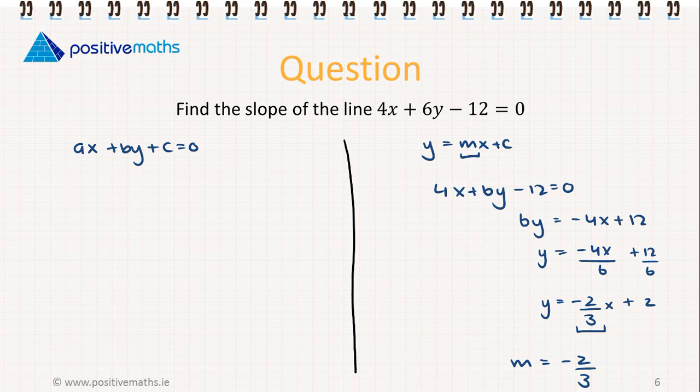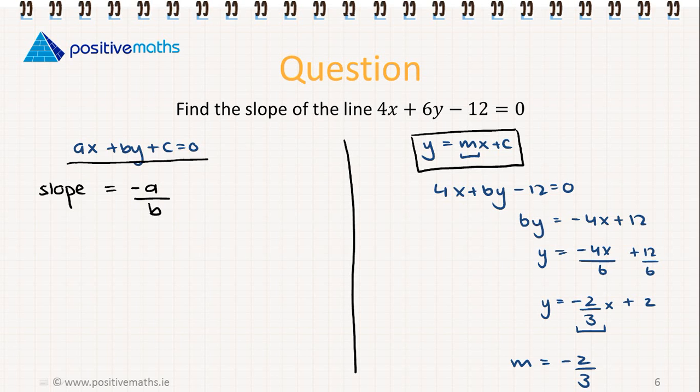Now I want to mention how we find the slope when it's written like this. We can rearrange it so that it's y equals mx plus c and take the coefficient of x. Or the other way that we can find the slope is we note that the slope is equal to minus a, so minus the coefficient of x, over the coefficient of y. In this case, a is 4, so that's going to be minus 4 over our y, which is 6. And again, if we simplify, we'll get minus 2 over 3. So there's two ways that we can find the slope from the equation of a line.